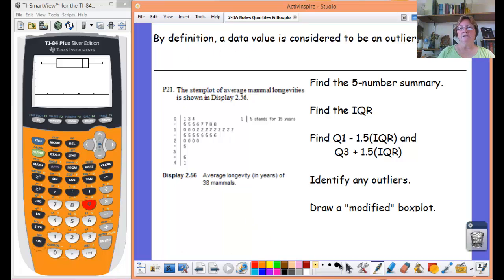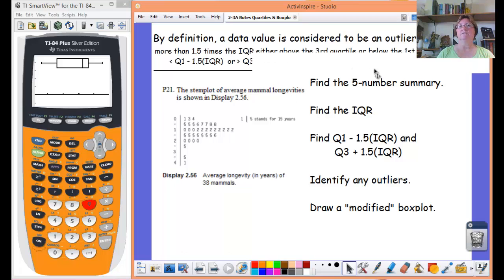So by definition, folks, an outlier, there's a mathematical way to determine if you have one. An outlier is any number or any data value that is more than 1.5 times the IQR, either above the third quartile or below the first. Mathematically, a number is an outlier if it's less than the first quartile minus 1.5 times the IQR, or if it's greater than the third quartile plus 1.5 times the IQR.